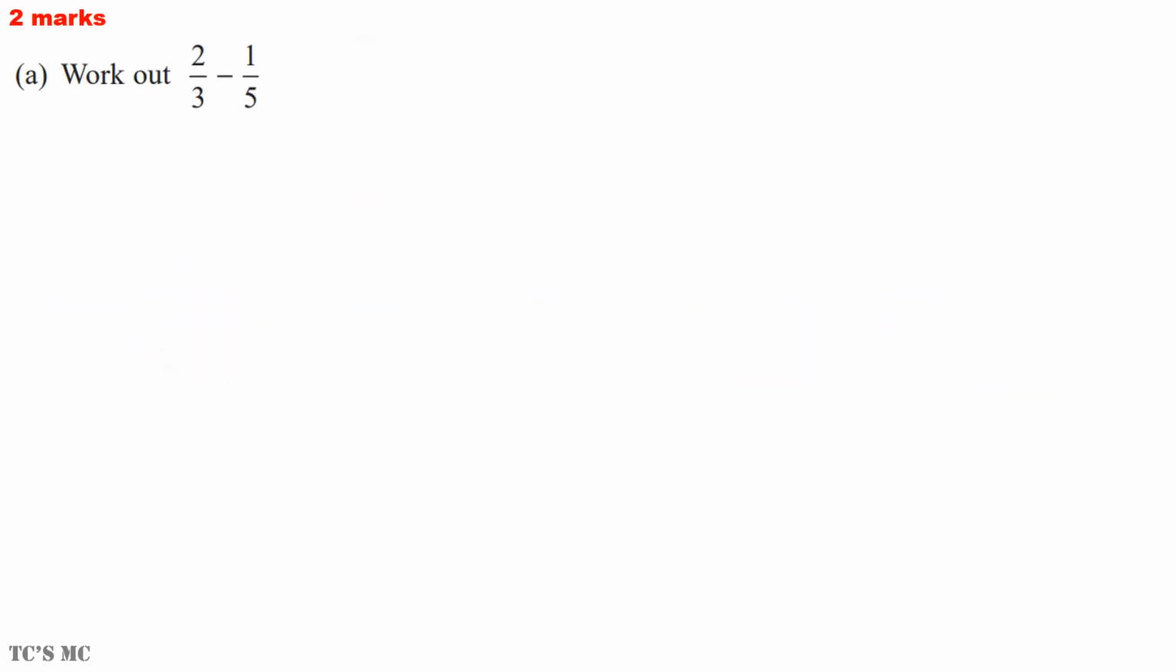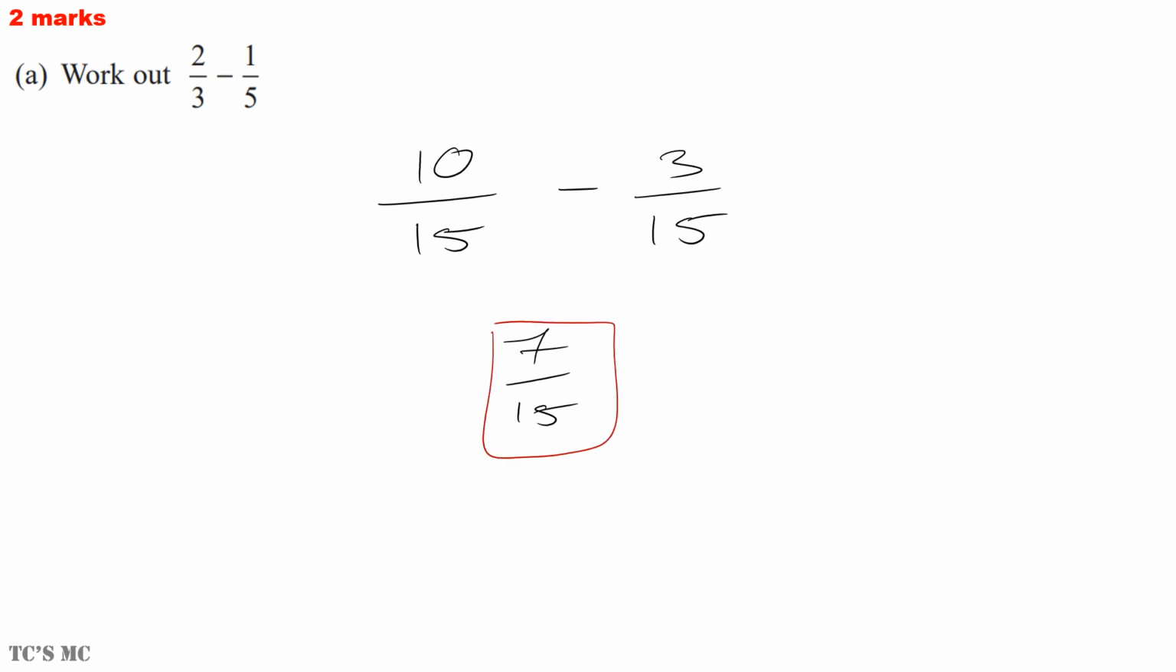In this question, to get the first mark, you need to make the denominators the same. It doesn't matter what denominator you choose. I will choose the lowest common multiple. So in this case, it's 15. And that would get me 10 over 15, subtract 3 over 15. You could have chosen 30, you could have chosen 45. It doesn't matter. So that's 1 mark. And then I work that answer out, and that is 7 over 15. And that is all they're looking for. It doesn't say to simplify, and in fact, you don't have to simplify in this particular question.